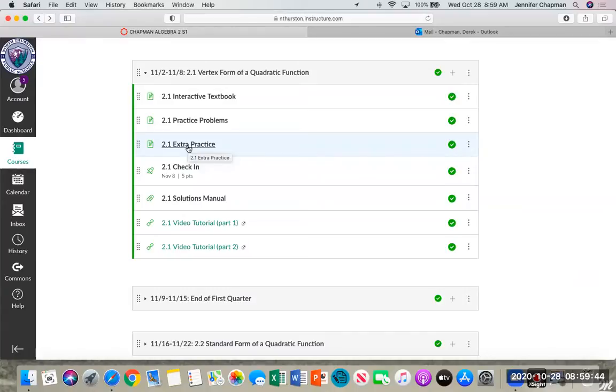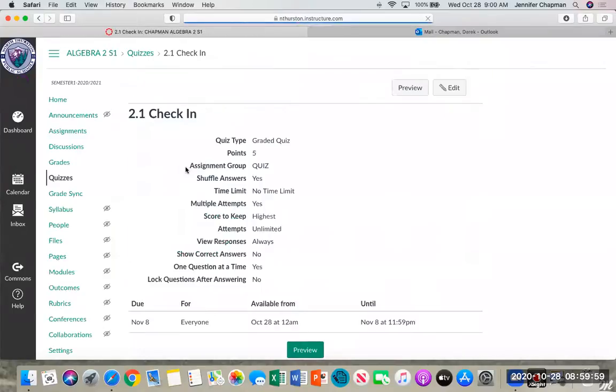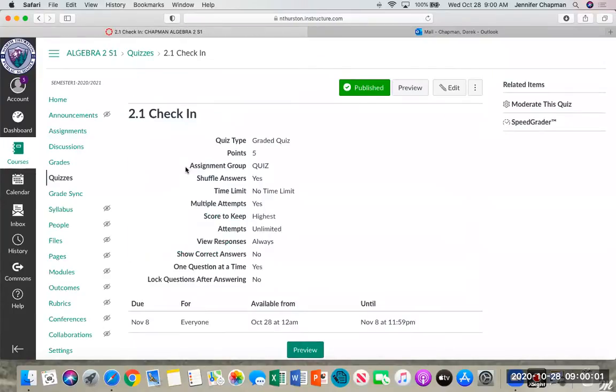This week's homework is unlocked, or this next week's homework, right? 2.1 is unlocked. I had some conferences last night where a couple of students were unaware that you could retake these check-ins. So remember, this goes back to just kind of the first day and basically the first month, because I've said this probably 30 times.